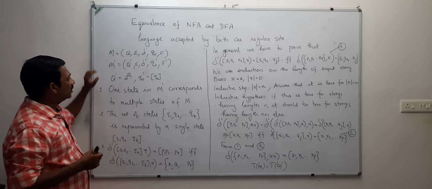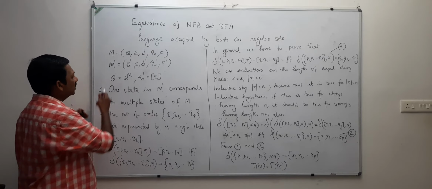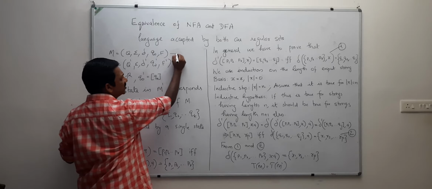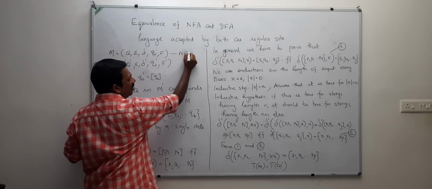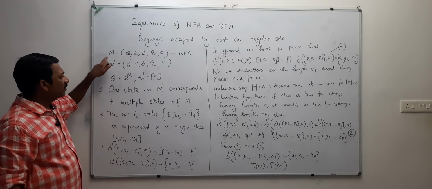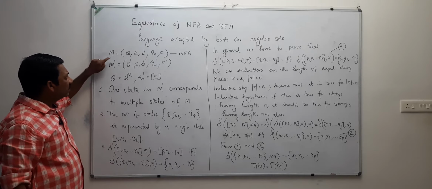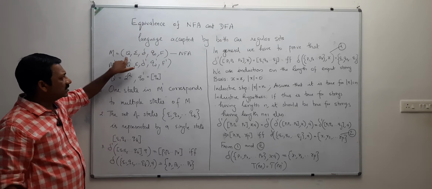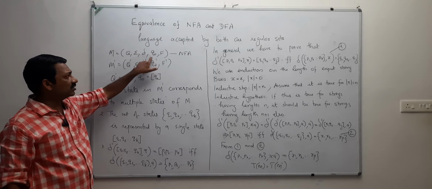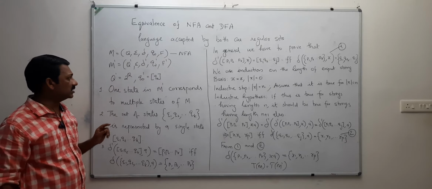Here M is equal to (Q, sigma, delta, Q0, F), and this is for an NFA. Suppose that you have an NFA like this. M has the set of states Q, sigma is the input alphabet, delta is the transition function, Q0 is the start state, and F is the set of final states.